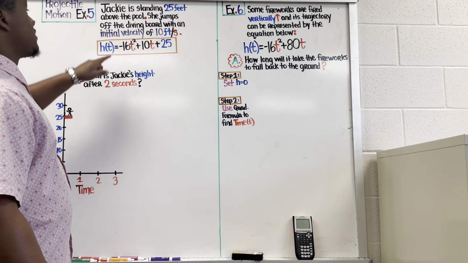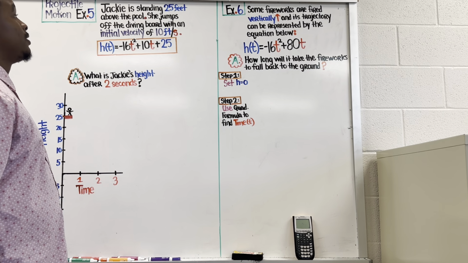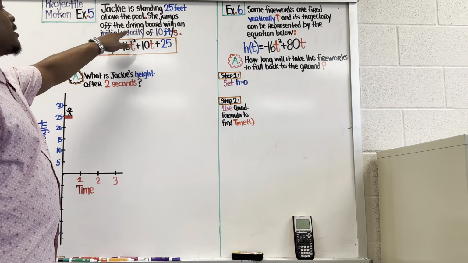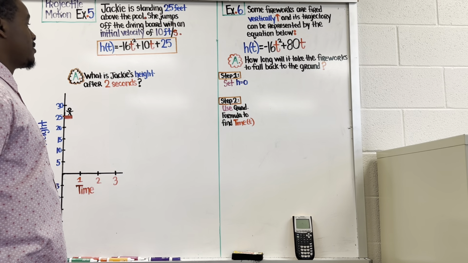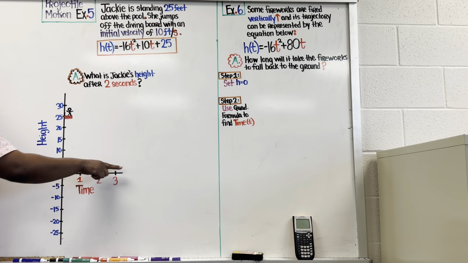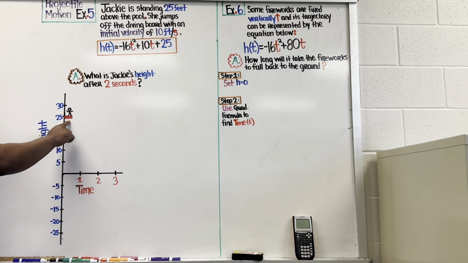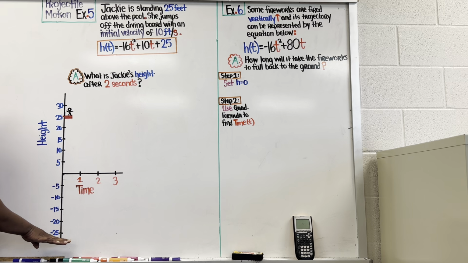Example 5, guys, it says Jackie is standing 25 feet above the pool. She jumps off the diving board with an initial velocity of 10 feet per second. As you can see, I have a little illustration where the x-axis is the pool. Of course, she's 25 feet above the pool, and below the pool is all the water, right? How deep you can go in the pool.